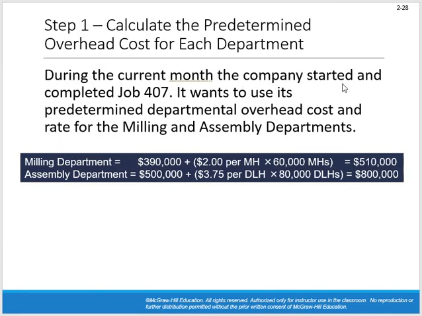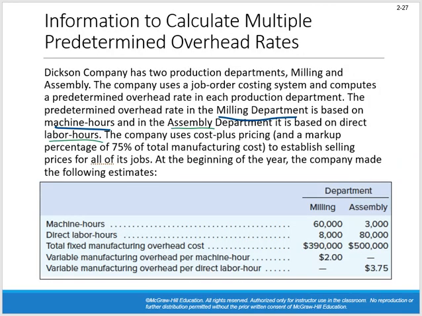During the current month, the company started and completed job 407. It wants to use its predetermined departmental overhead cost and rate for the milling and assembly departments. So to compute milling, we're going to take the fixed MOH for the milling department of $3.90, and then we're going to add the variable MOH for the milling department, which was based on machine hours, so $2 per machine hour times 60,000 machine hours. Let's go back and see where they're getting that info. They kind of just did it all for you.